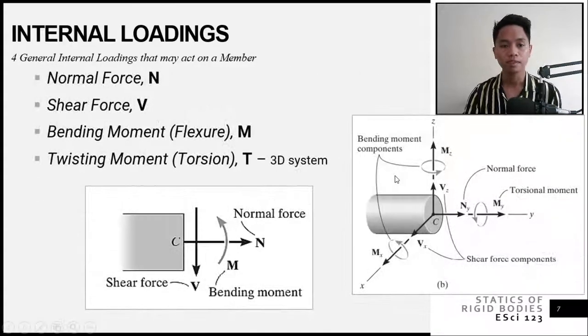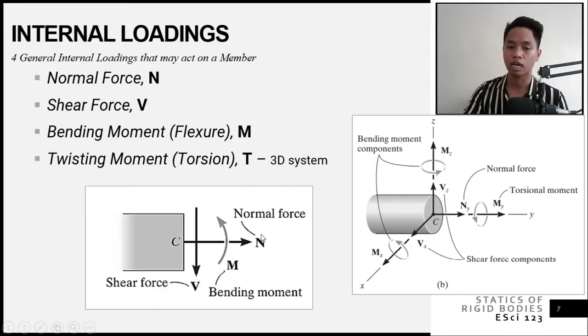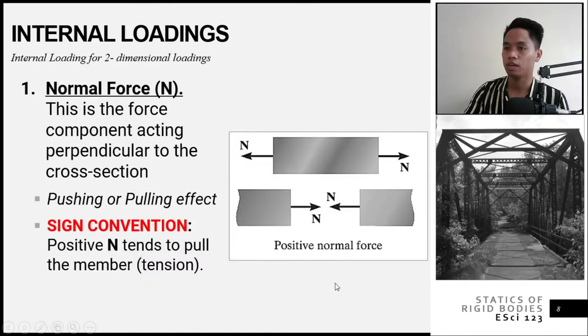So this is only applicable to what we discussed: in 2-dimensional, there are three, the shear, the normal, and the bending moment. Two forces and one moment. But if it is 3-dimensional, there is also the torsional moment, so two moments, bending and twisting, and two forces, normal and shear. Let's not focus on that, it will confuse you. Right, so let's proceed with the normal force. We will take them one by one. These are the internal loadings for 2-dimensional loading.